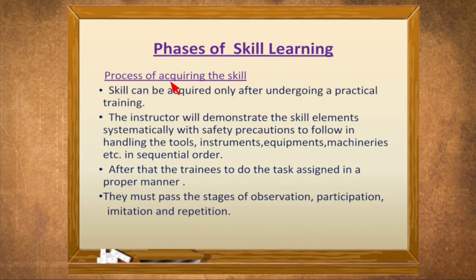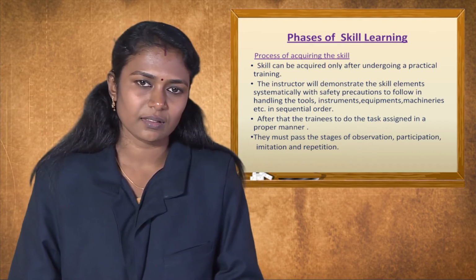Next, the process of acquiring the skill. Skill can be acquired only after undergoing practical training. The instructor will demonstrate the skill elements systematically, with the safety precautions to follow in handling the tools, instruments, equipments, machineries, etc., in sequential order. After that, the trainees do the assigned task in a proper manner. They must pass the stages of observation, participation, imitation and repetition. So, which are these stages in detail?